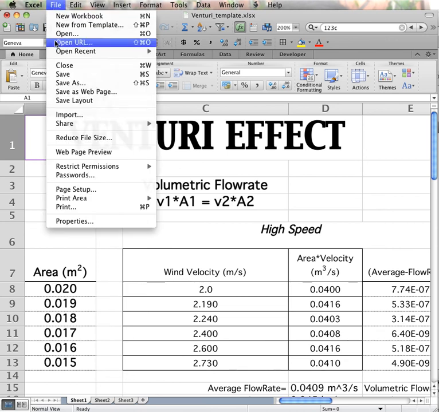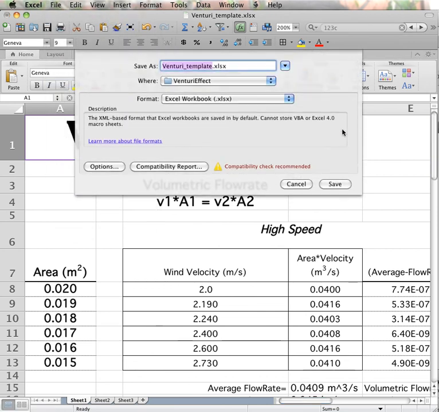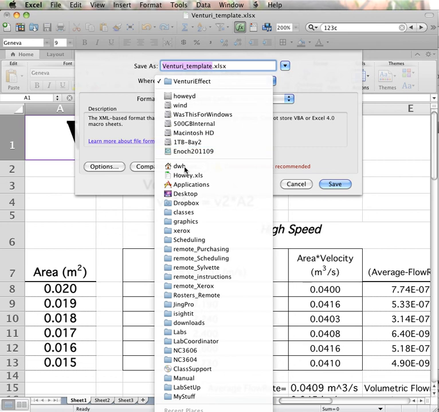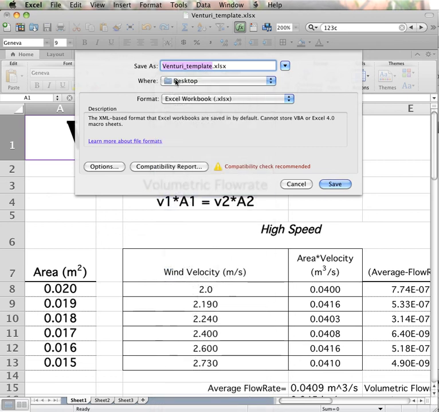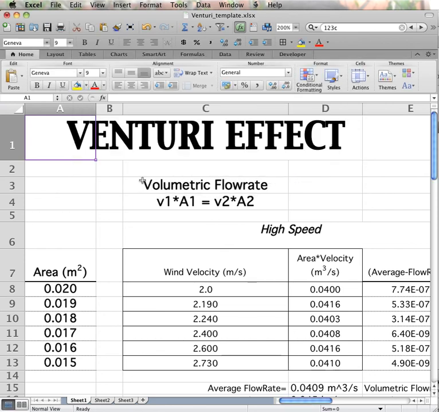Something we should have done right at the beginning is save the file. So after you open it, choose Save As, and then you want to make sure that you go into the desktop, and give it a good name and just save it. It's a good idea to put your name right here, so it distinguishes it from another class, and then just hit save. So there you go, Venturi effect, volumetric flow rate.